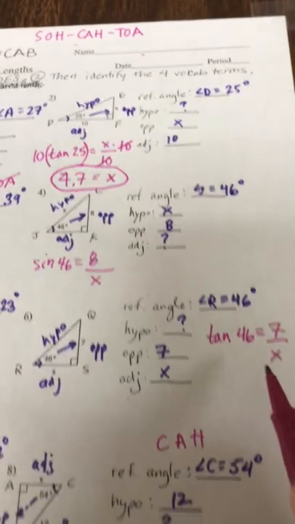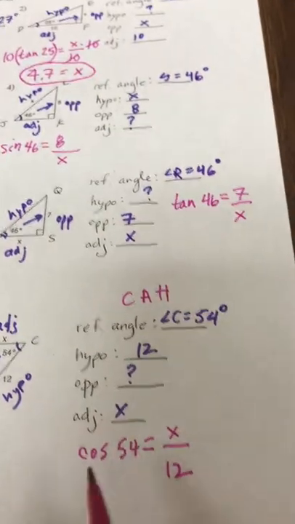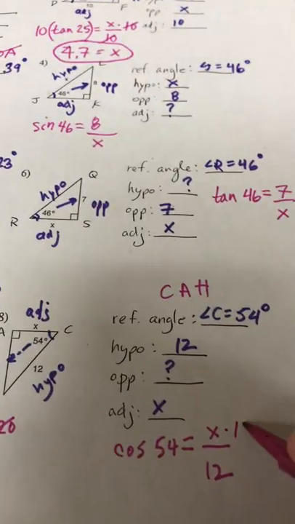The x is in the denominator, so let's look at these. Okay, these two are going to be harder to solve for. Let's just do this one. This one's a little bit easier.